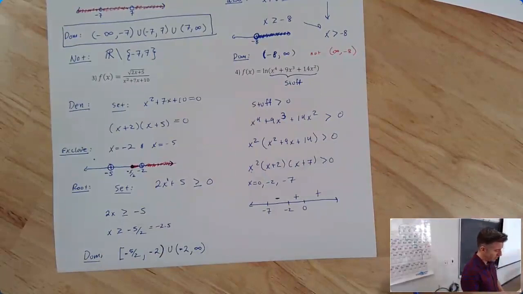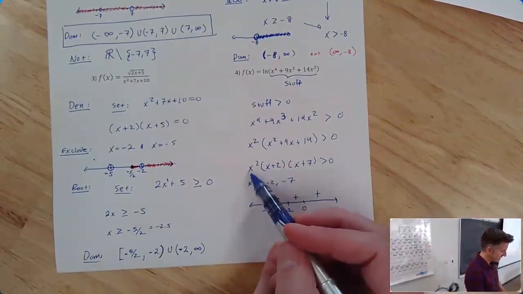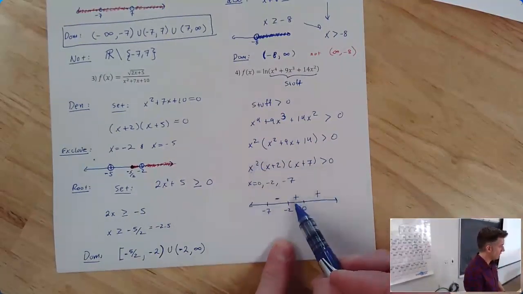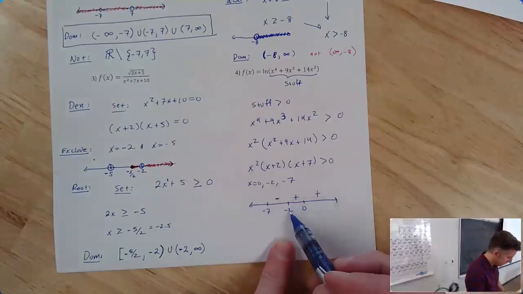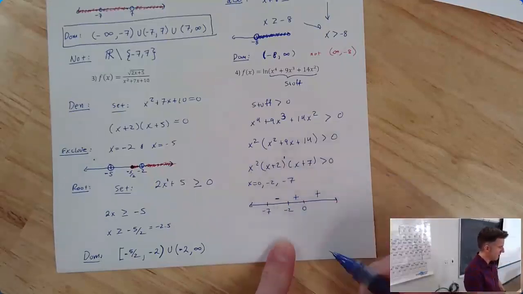I would point out that the 0 here came from this term with an even multiplicity and went from one side to the other. The sign stayed the same. This -2 came from a factor with an odd multiplicity and went from one side to the other. The sign changed, or you crossed. Here you bounced, there you crossed.